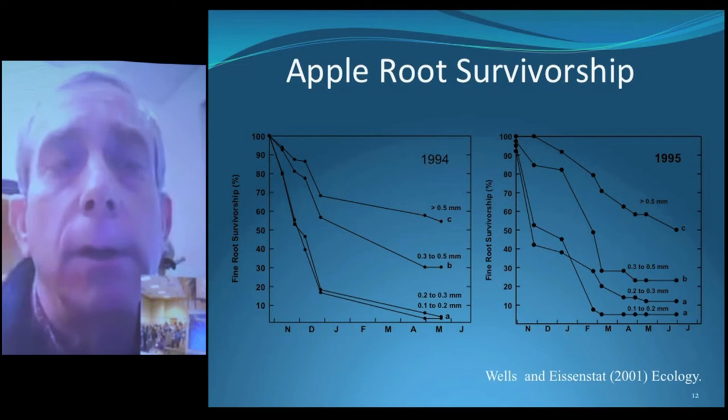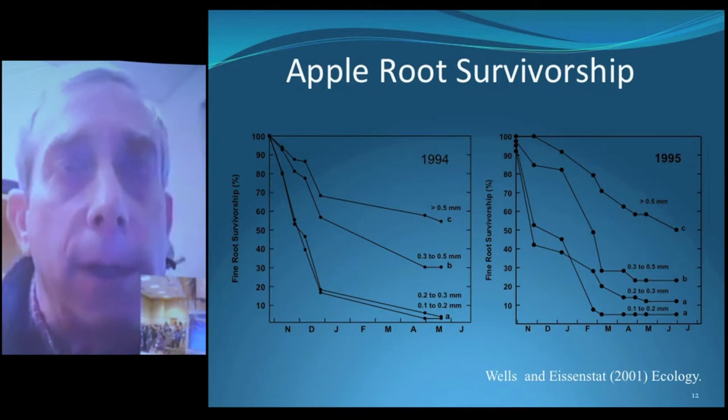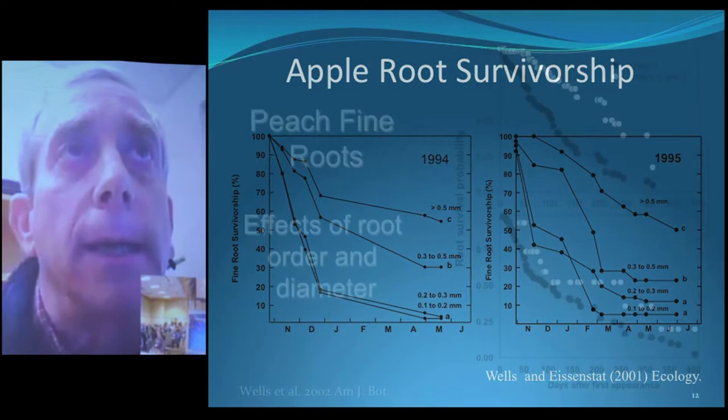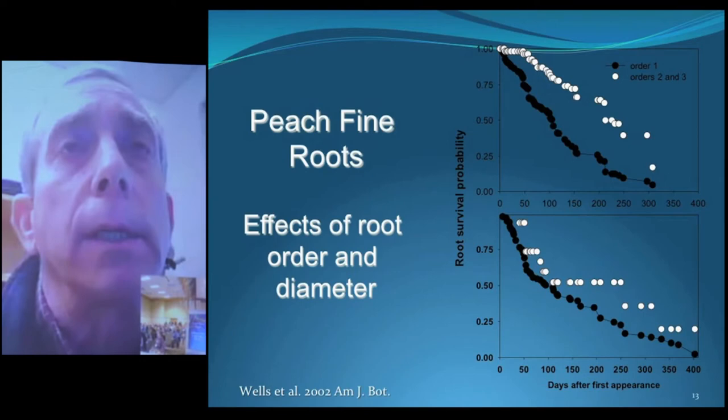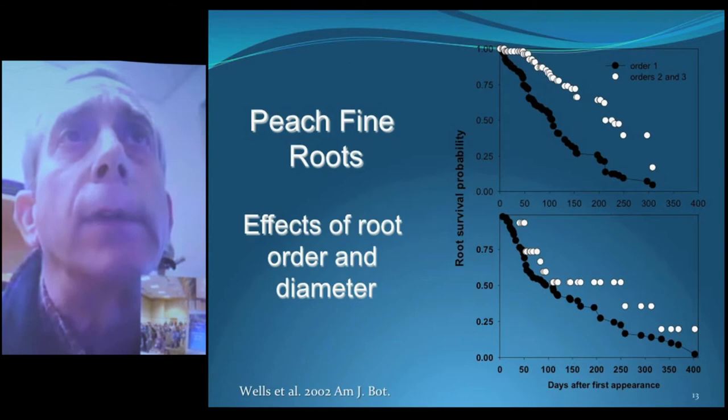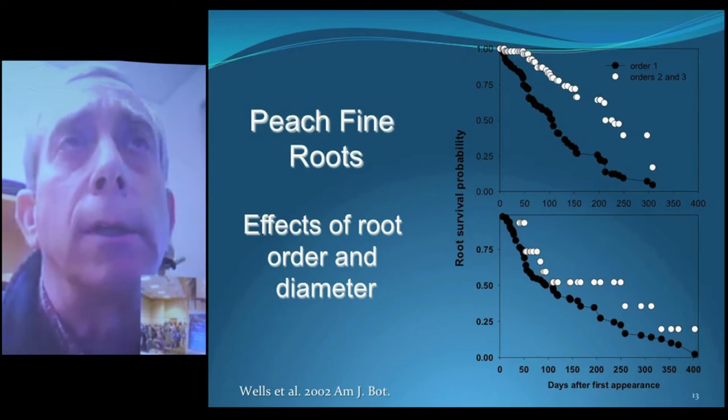So we can think of these roots, these fine root systems, as having a degree of organization that is helpful to understand. Next slide. And this shows it a little more clearly in peach. This is not apple here, but Christina showed it in peach, how order one roots, which are the black lines, showed increased mortality, so that after about 100 days, 50% of the roots were dead in order one on the top graph, but 50% mortality, which would be median lifespan, was over 200 days in orders two and three.